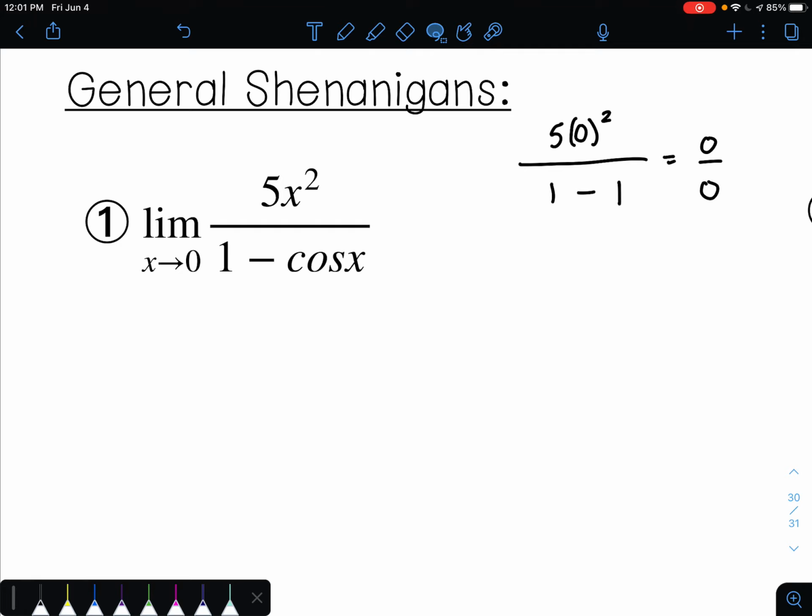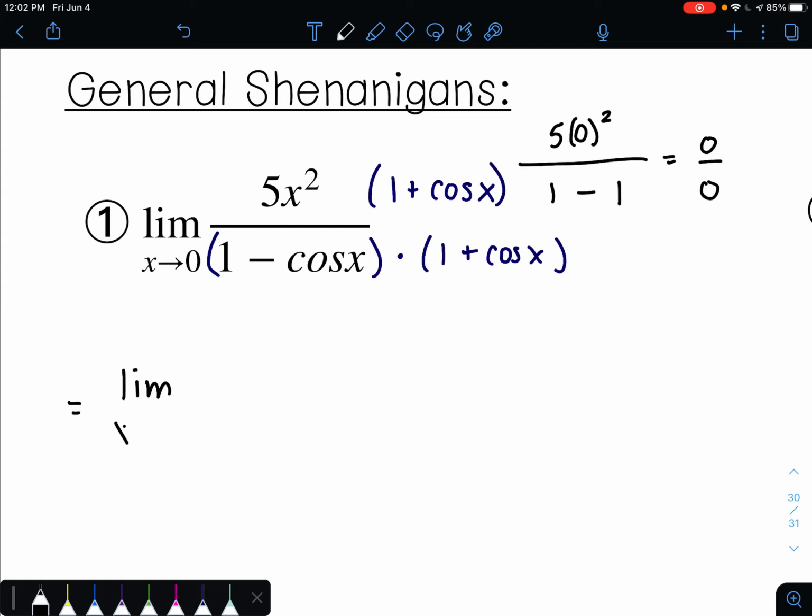This isn't really rationalization or anything, but we have trig involved. That means we have all of the trig identities at our disposal if we can create one of those inside of our problem. So what I'm going to do here is multiply the bottom and the top by 1 plus cosine of x. When I do that, I'm going to leave my numerator factored out.